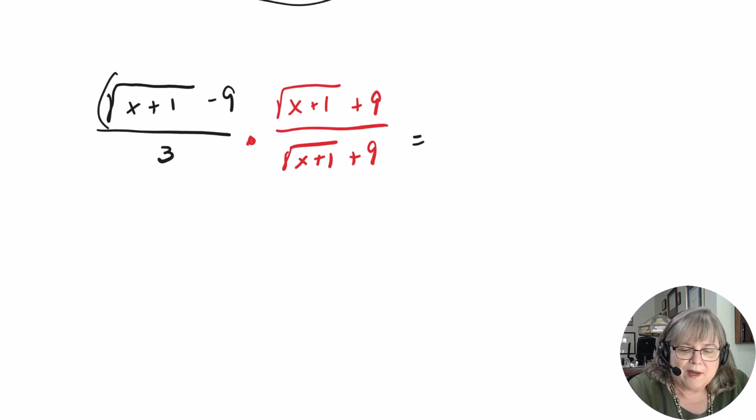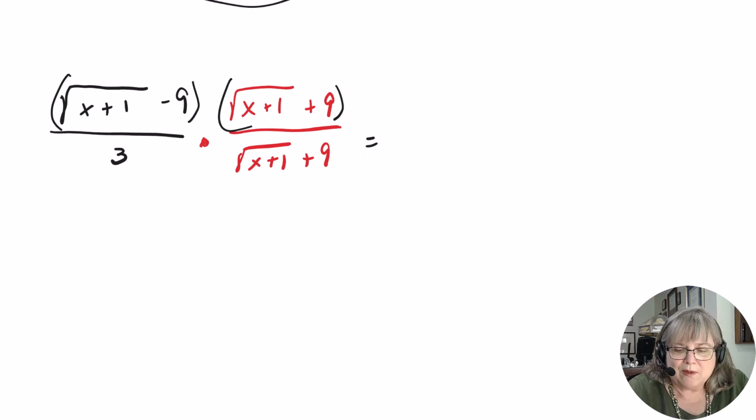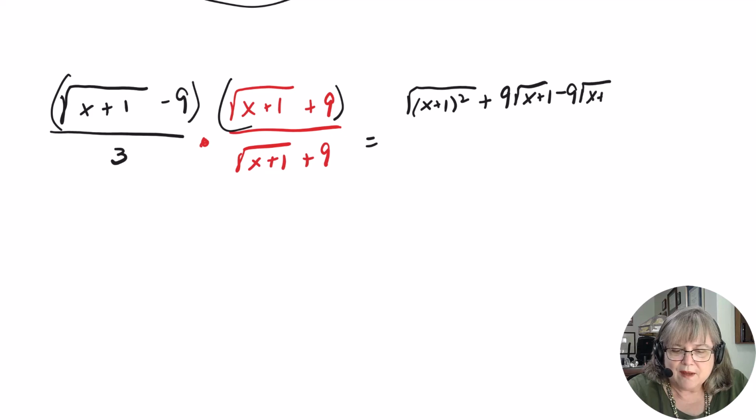We are going to go ahead and FOIL out these two binomials. So the square root of x plus 1 times the square root of x plus 1 is the square root of x plus 1 squared. And you may not want to put the square root of a square. You could just do it in your head, and that's perfectly fine. But I just am trying to remind you about how this works. And then we would do the outside 9 times the square root of x plus 1, inside, last.